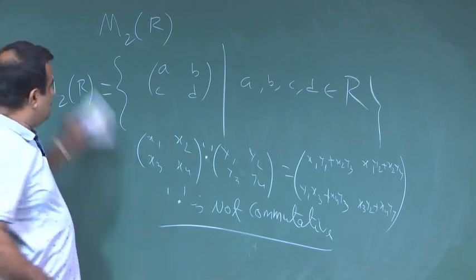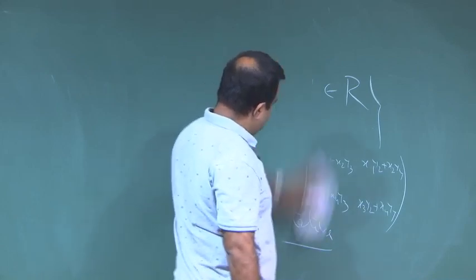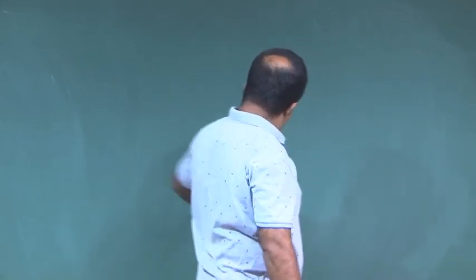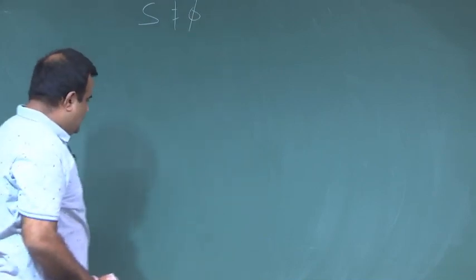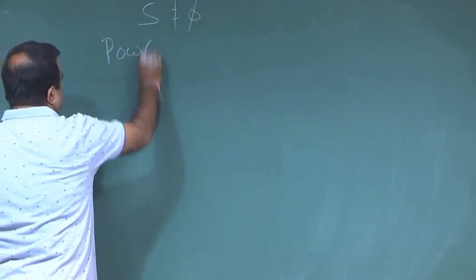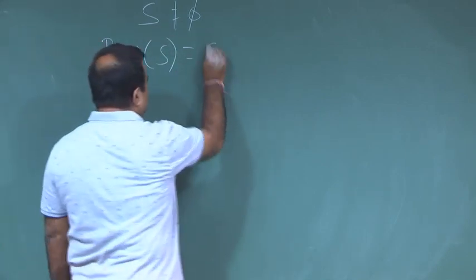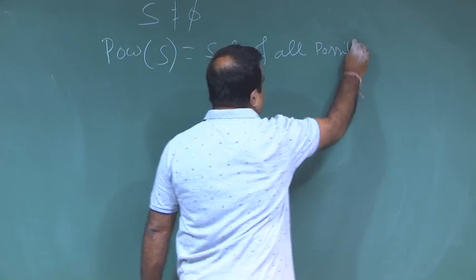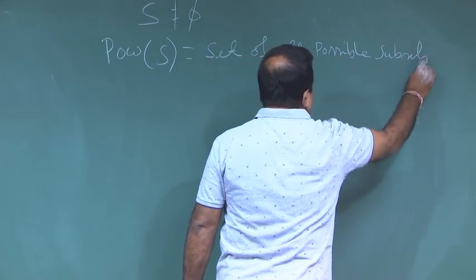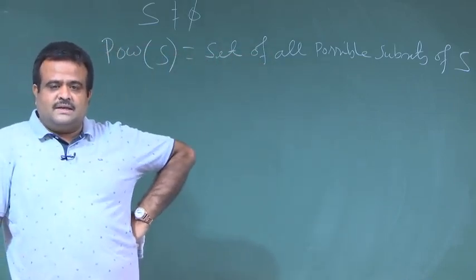Okay. Now, we can take another example on sets. Suppose we have a set S, a non-empty set. Now, we consider the power set, P(S). This is basically the set of all possible subsets of S, which include the null set also and the set itself.